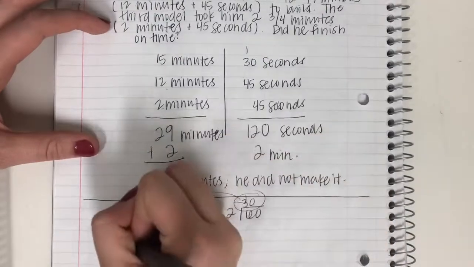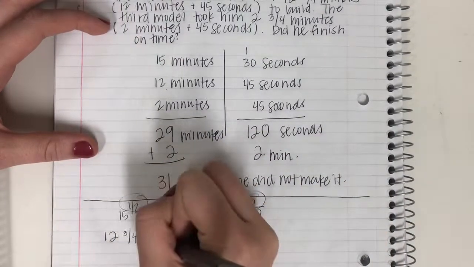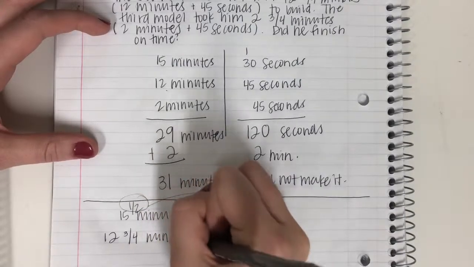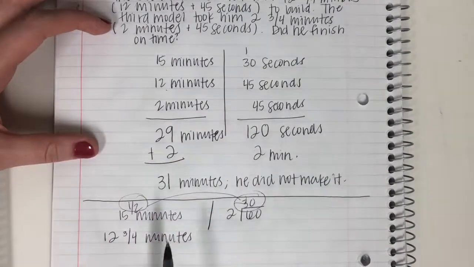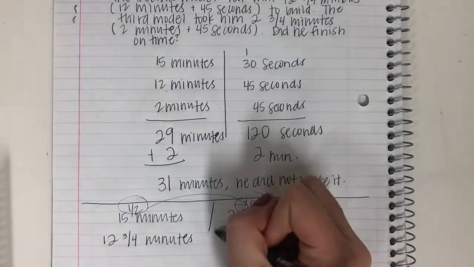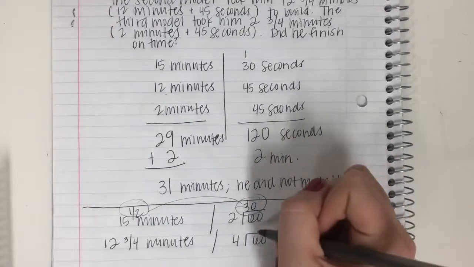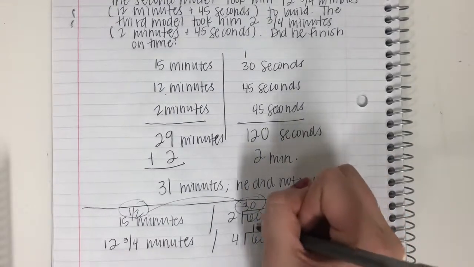Now the other one said 12 3/4 minutes. So now instead of our minutes being broken up in half, they're broken up into quarters. So I'm going to do 60 divided by 4, and that gave me 15.